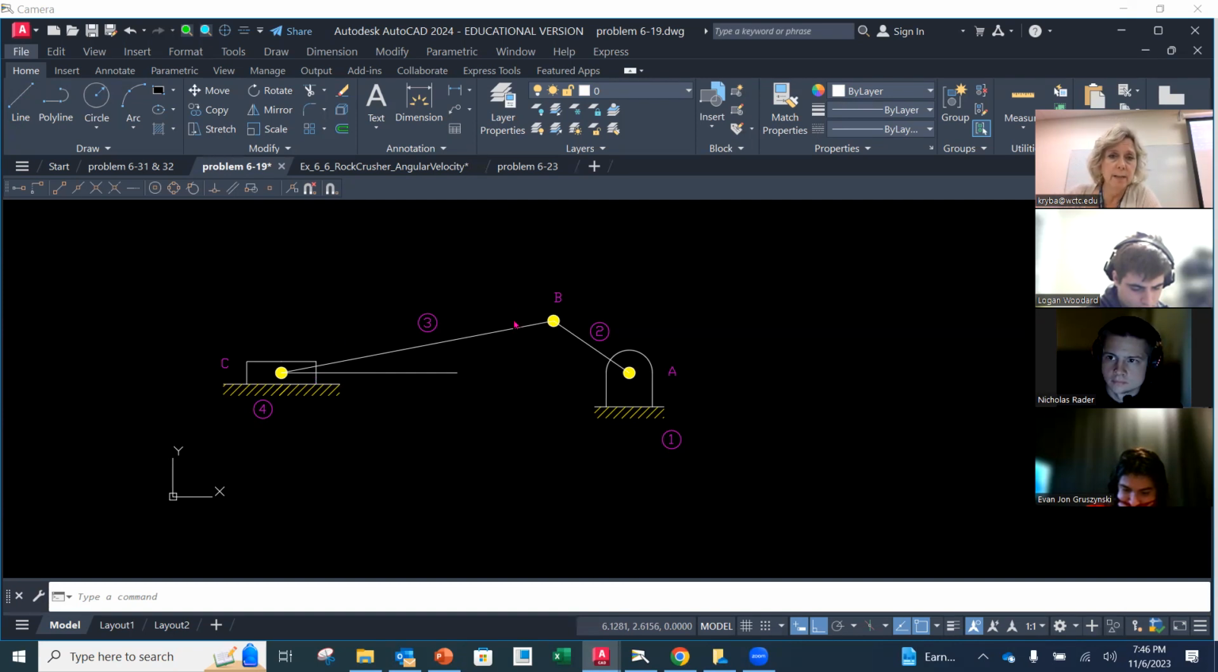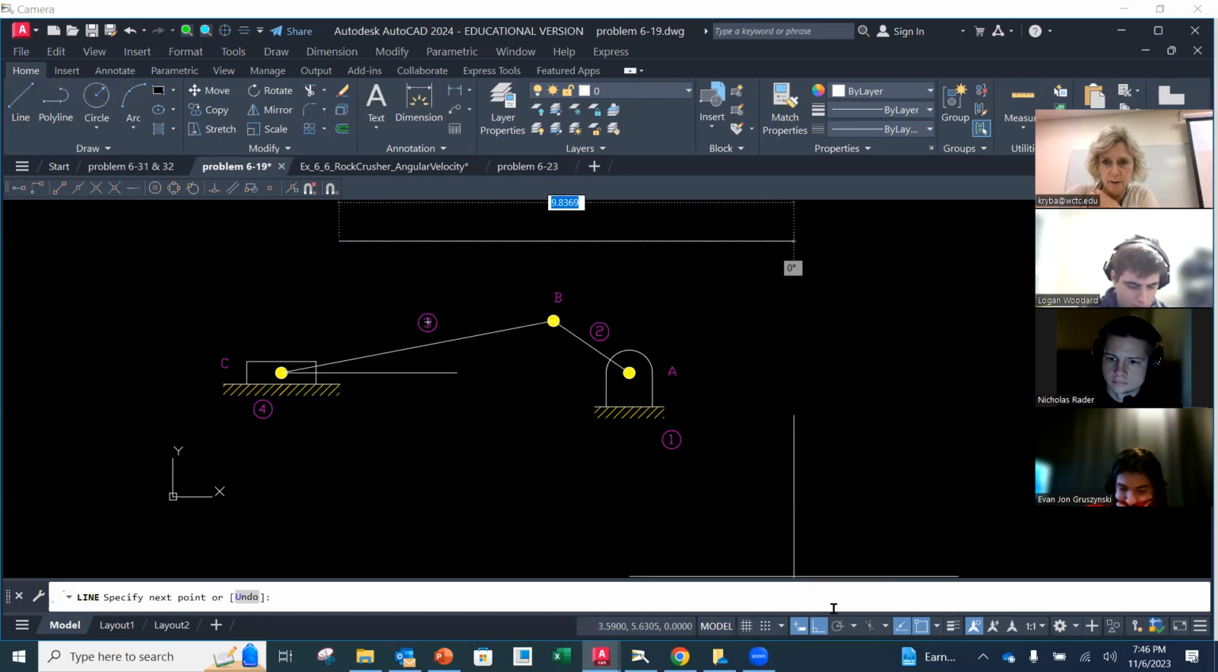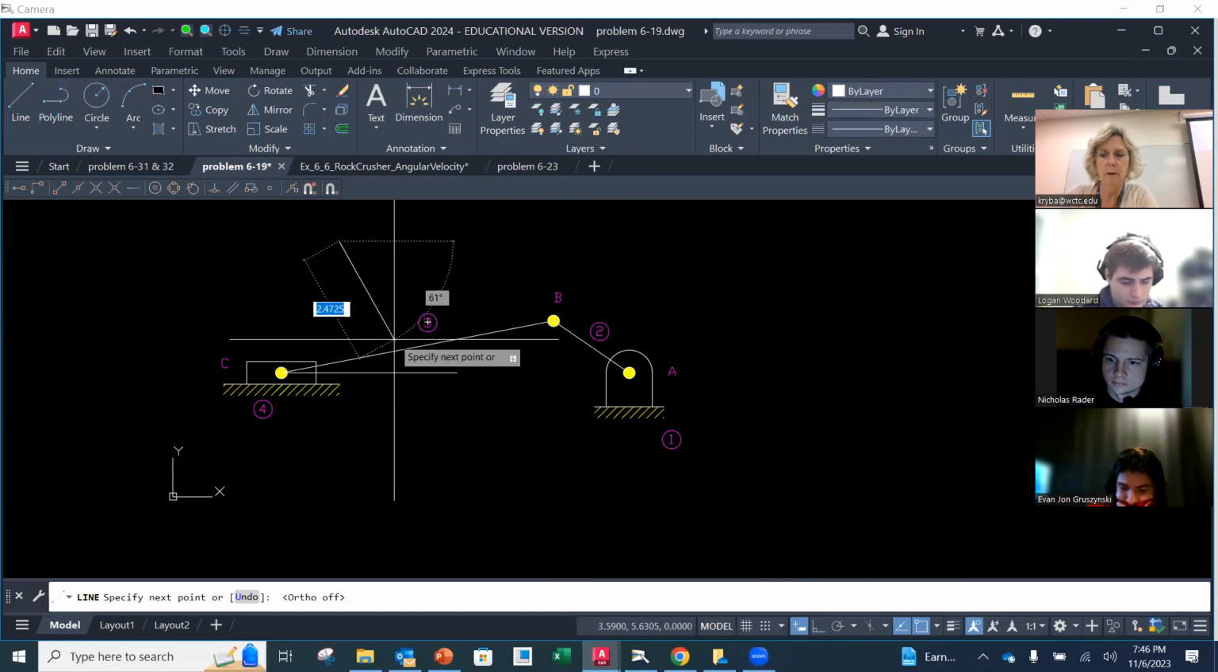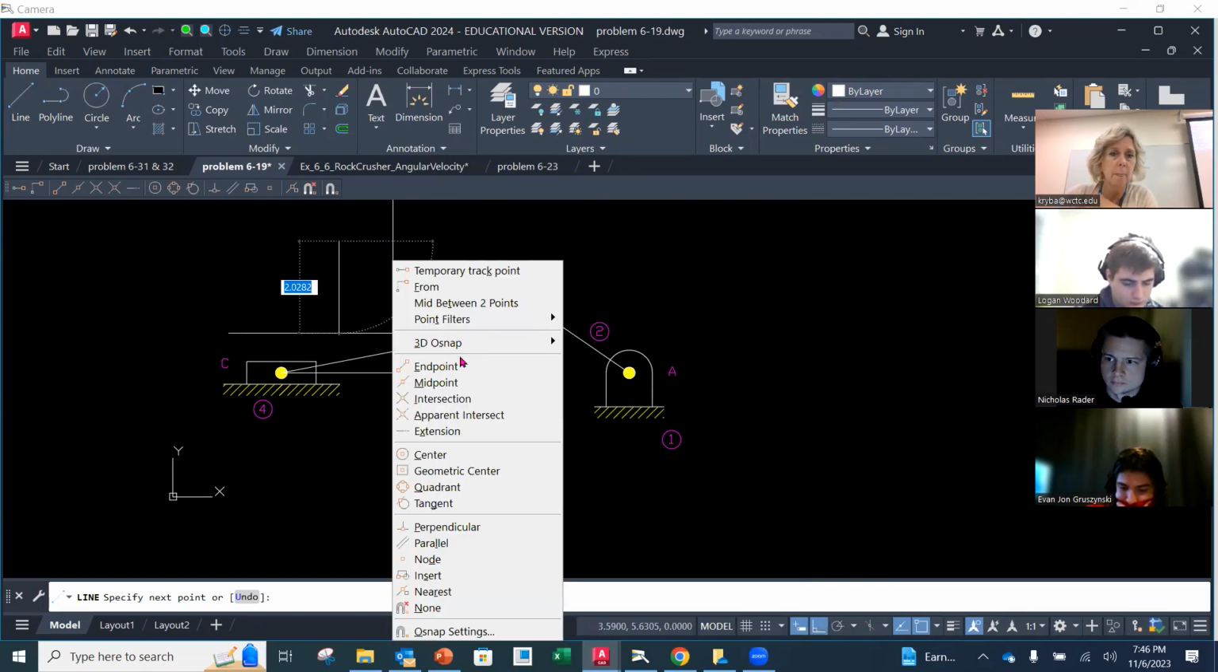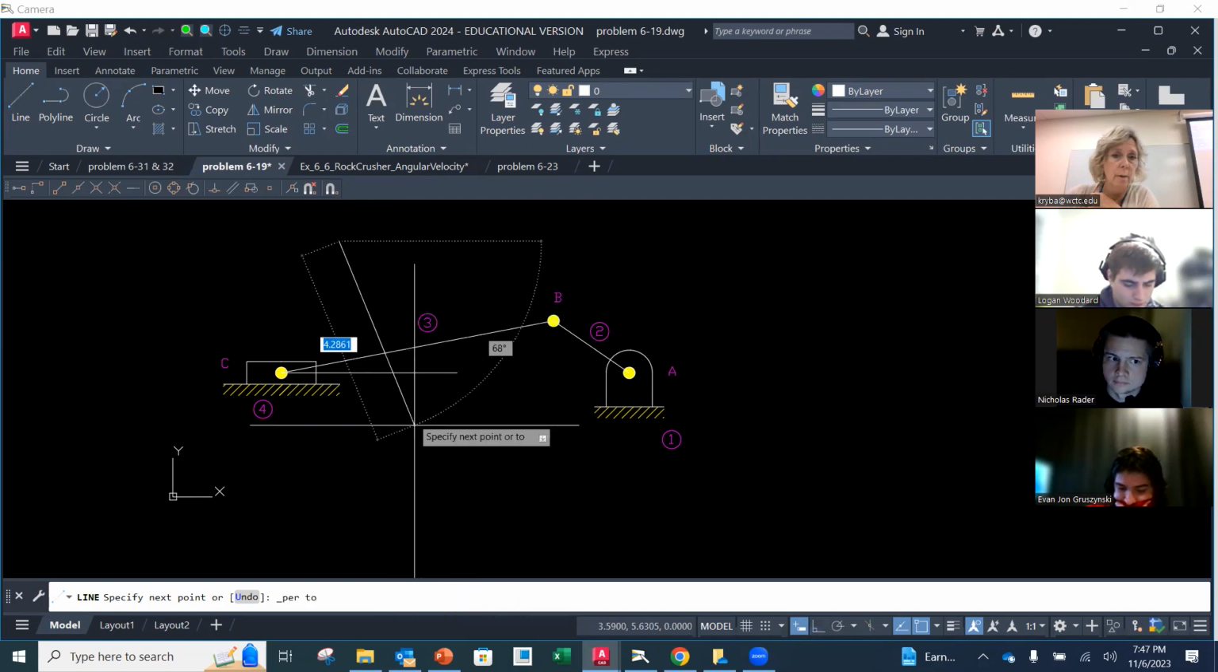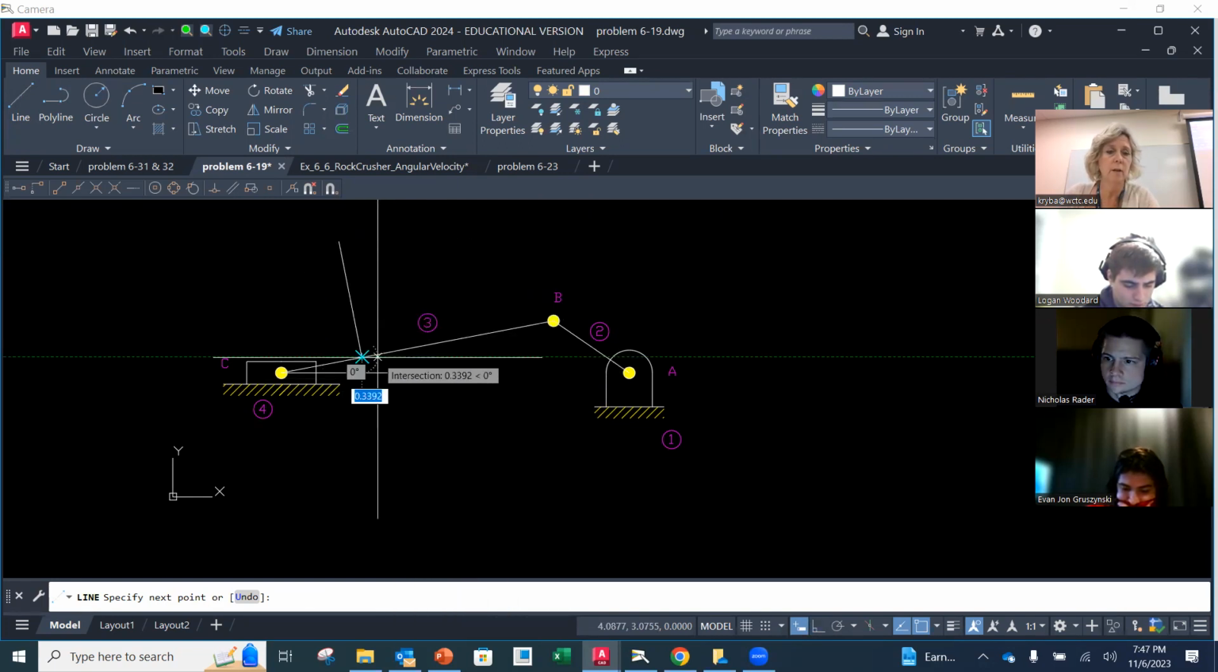Then I'm going to add another line perpendicular to link number 3, which is going to represent the line of action for the velocity of C relative to B. So I'm going to add a line, start out here, and turn off my ortho. And then I'm going to shift right mouse button, and I'm going to go perpendicular. These are all my object snaps that show up. And I'm going to go perpendicular to that link.